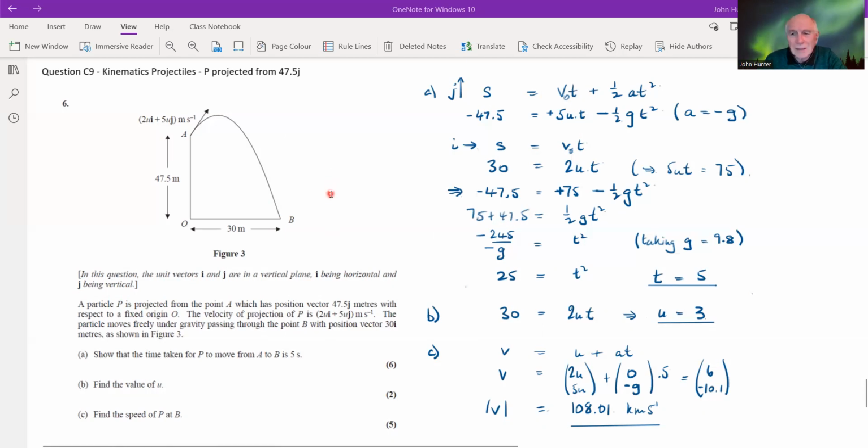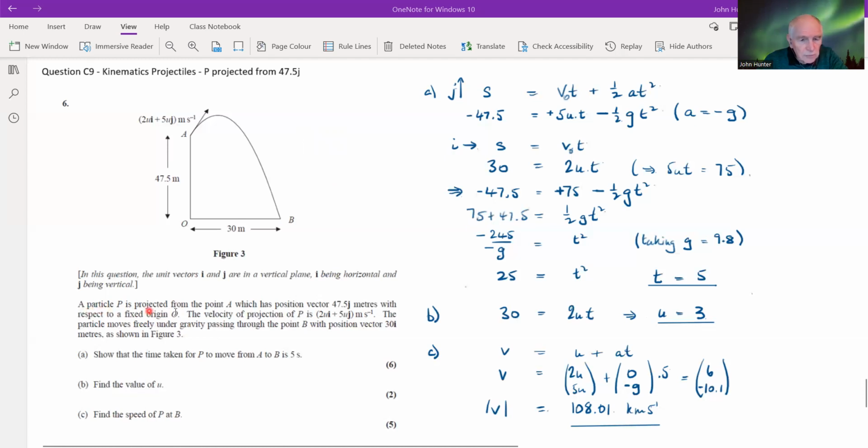So basically it's being presented as a vector problem. In fact, all projectile problems are essentially vector problems because they describe motion in 2 dimensions. But we're just using vector nomenclature here. All right, so let's go and have a look.